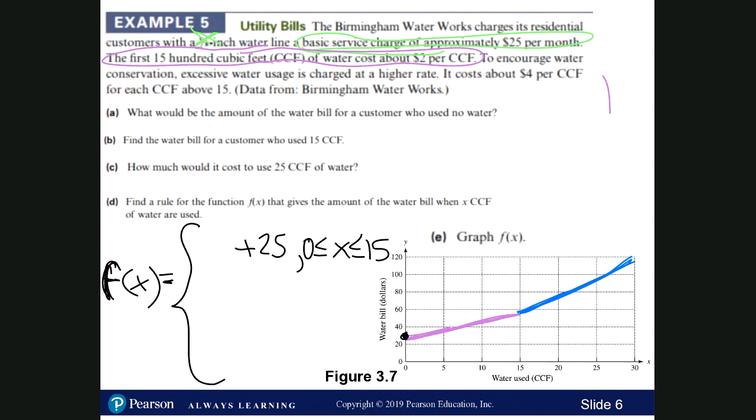If you consume 0 CCFs, $25. Now we said 2 per CCF, so it will be, by the way, X is representing the number of CCFs, so it will be 2 times X. So each CCF, $2.